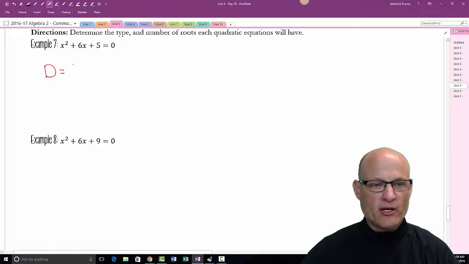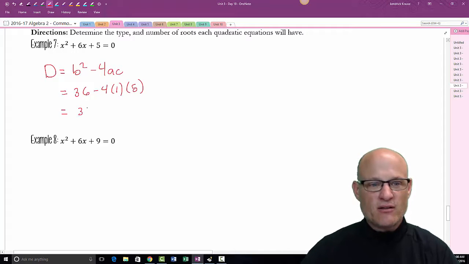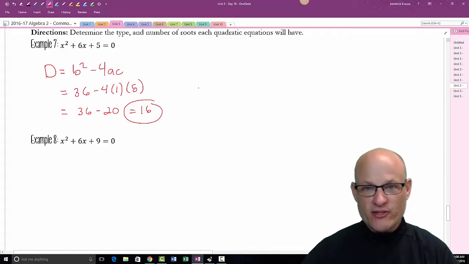Discriminant is equal to b squared minus 4ac. Now we could probably do this without writing down a, b, and c. Let's see. B squared is 36 minus 4 times 1 times 5. That's 36 minus 20, which is 16. All right, so it's greater than 0, and it's a perfect square. It's a nice number.